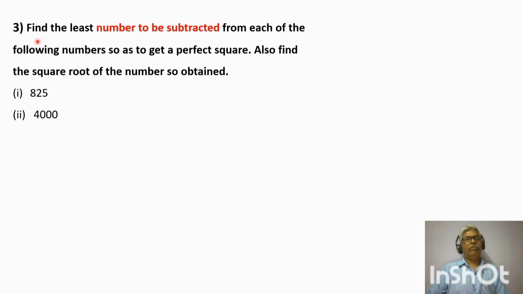Third one: find the least number to be subtracted. Remember, least number, and that is to be subtracted from each of the following numbers so as to get a perfect square. Very interesting. Also find the square root of the number so obtained. This is a very interesting problem. The first number is 825 and another is 4000. Okay, we will move ahead to the solution.